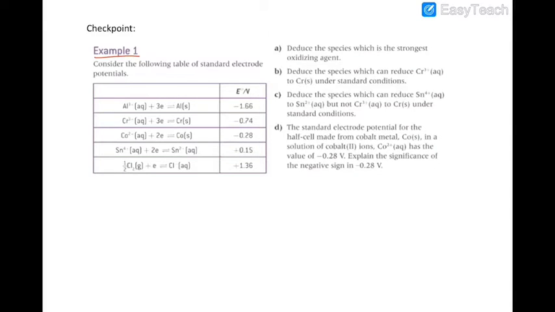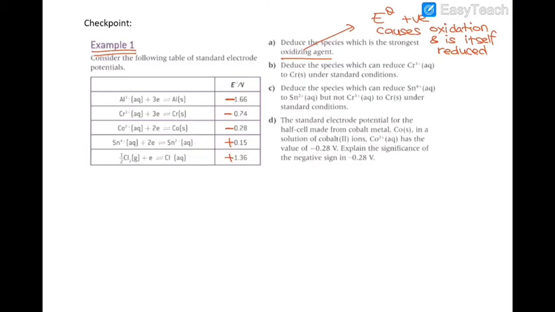So let's see example 1. You have to deduce which species is the strongest oxidizing agent. So the strongest oxidizing agent is going to have the most positive electrode potential. So it is itself going to be reduced, and it's going to cause oxidation. So the species that is itself being reduced is Cl2.